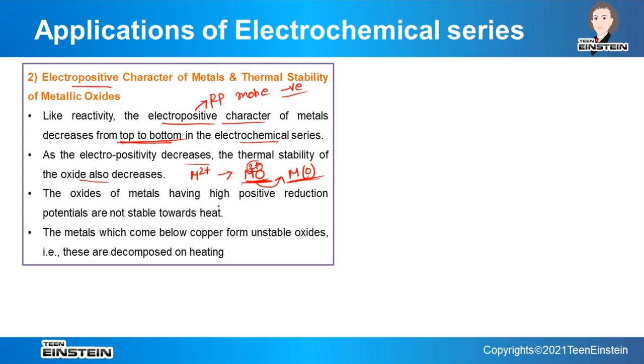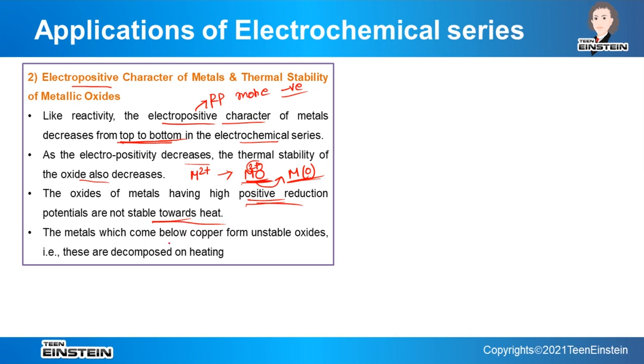The oxides of metals having high positive reduction potential obviously are not stable towards heat. So high positive value means electropositive character is less. So don't think that high positive reduction potential value means high electropositive. No, it is opposite. When the reduction potential value is highly positive, that means the electropositive character is very low. So that is why the oxides are not stable towards heat.